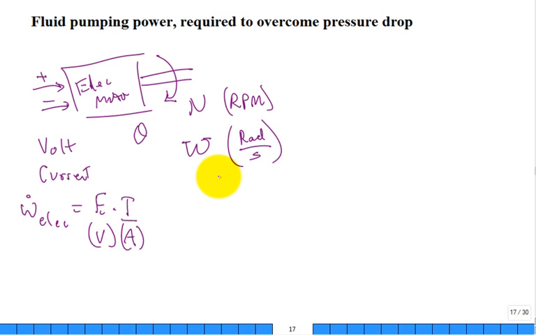What is the force, so to speak, in a rotating shaft? It's my torque. What symbol do you want to use for torque? Tau. Give me the units of torque.